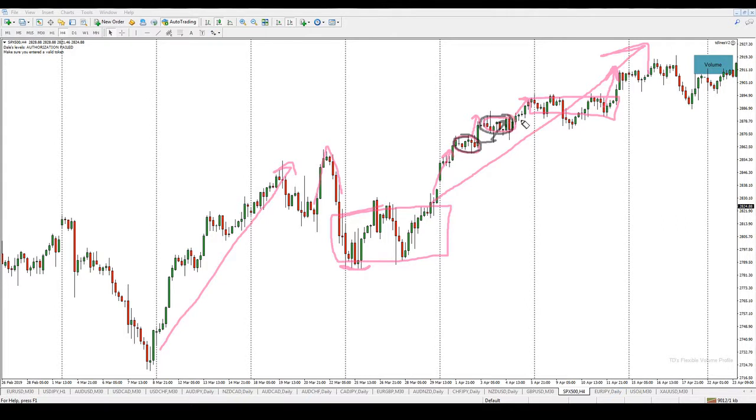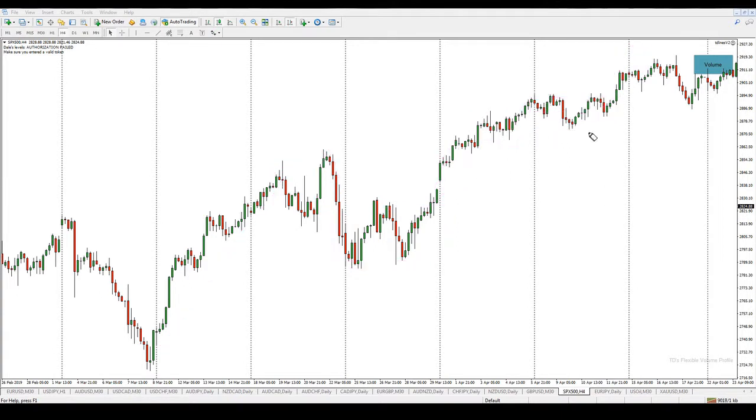This rotation in here, this is a reaction to it. Another reaction to it. One more thing worth noticing, this high, which worked as a resistance zone, the price went past it, it became a support. So that's another reason for the pullback being in here.